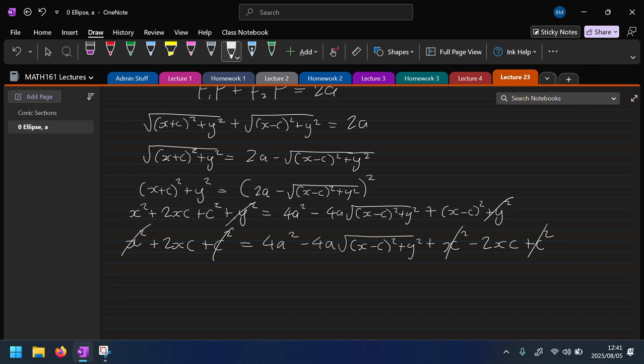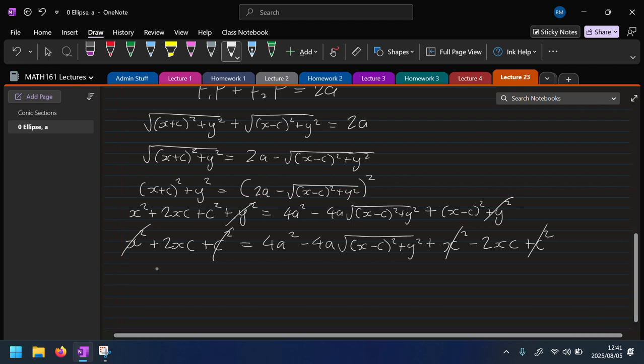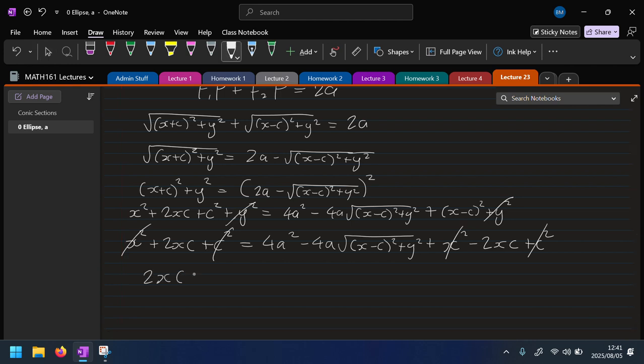Okay, now we've got 2xc on the left-hand side. We've got a minus 2xc on the right. Let's take that over. Okay, so we just take it over to the one side. And then what's left over from all the cancelling, that will be 4a squared minus 4a root of (x minus c) squared plus y squared. Okay, so we end up with that.